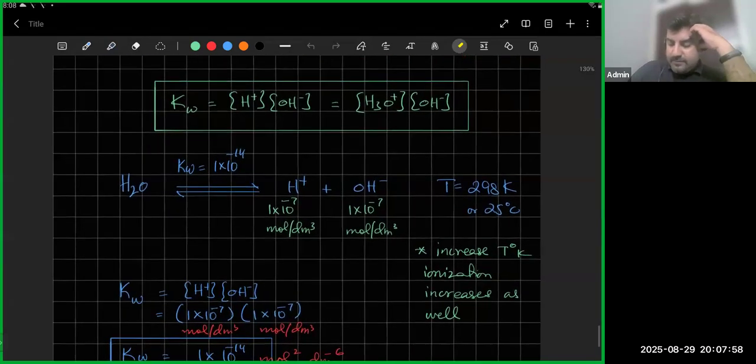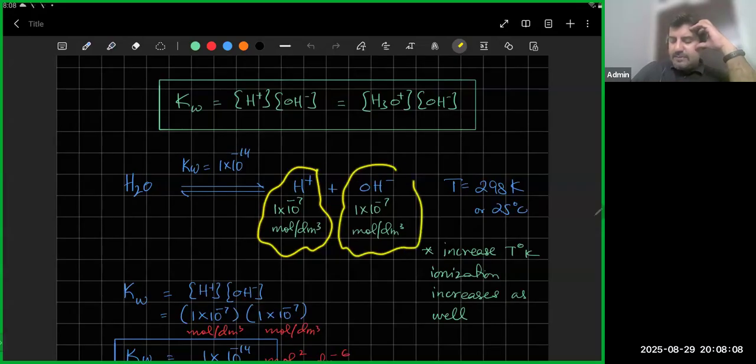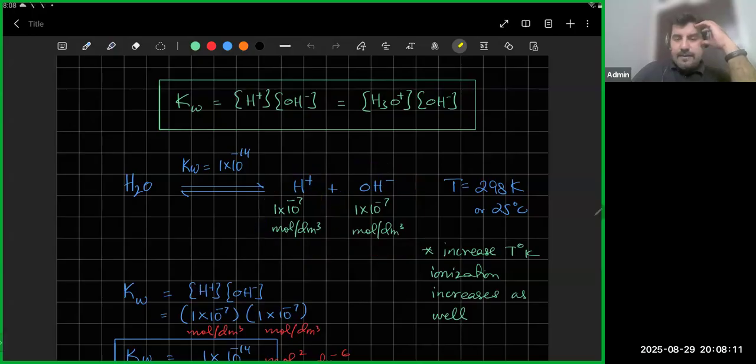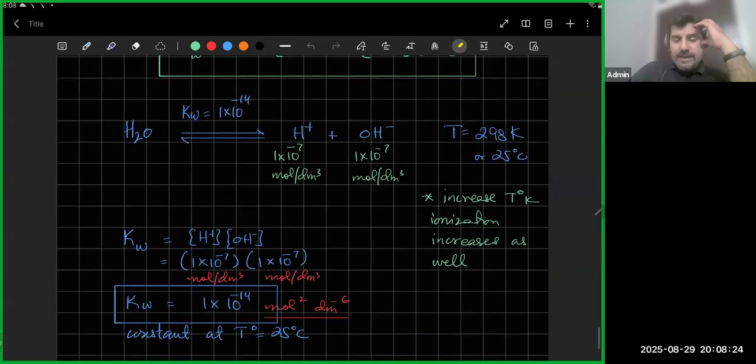Pure water ionized very little. It barely had any H plus 1 or OH minus ions. It had very few. So 1 times 10 to the power minus 7 mole per dm cube, and this was also 1 times 10 to the power minus 7 mole per dm cube. So your ionic product of water, if you multiplied the two concentrations, would come out to be equal to 1 times 10 to the power minus 14. This multiplied by this gives you 1 times 10 to the power minus 14. This is the value for Kw.